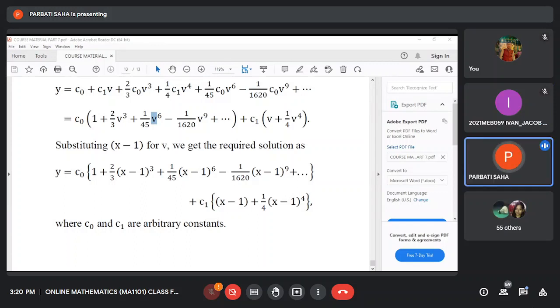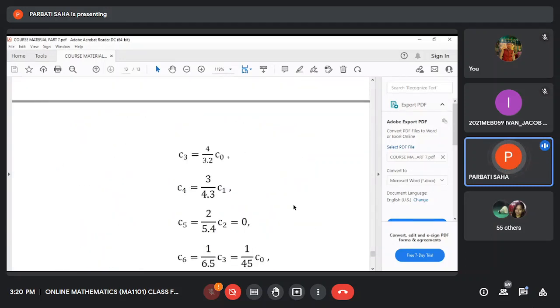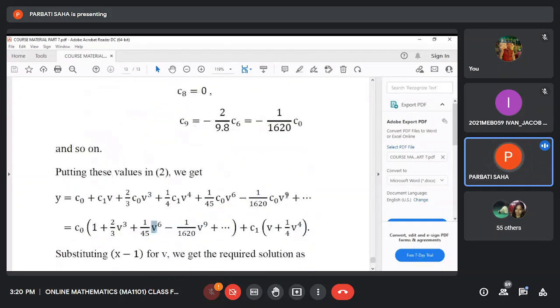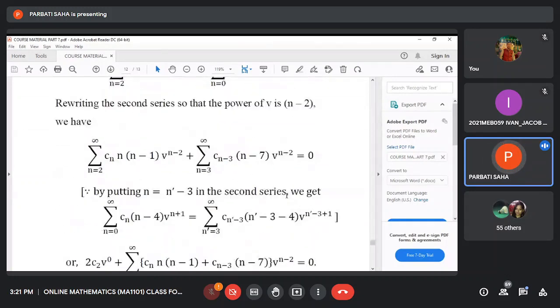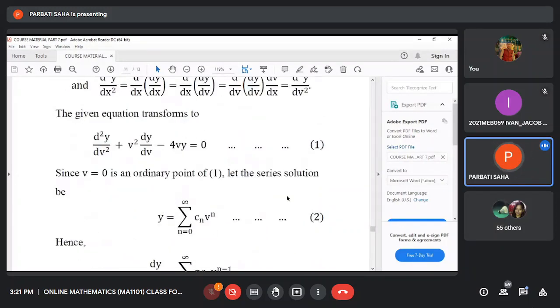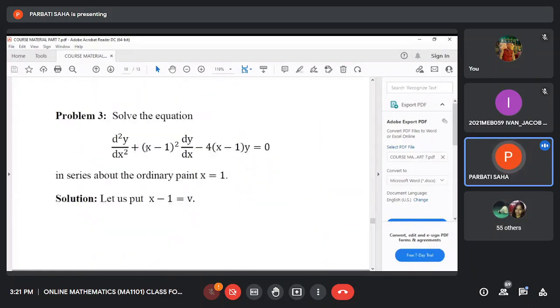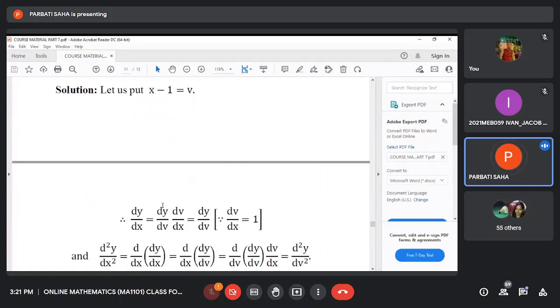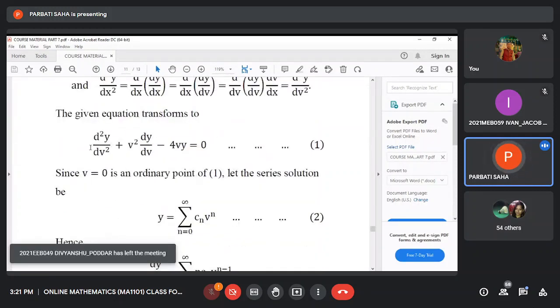Okay, then stop sharing. Actually, problems number 2 and 3 are almost the same, only there is some transformation. Initially, you use the transformation x minus 1 equals v, say. After that, it will become the same as problem number 2. You just have to use this transformation, x minus 1 equals v, and then the problem becomes this, which is the same as problem number 2.